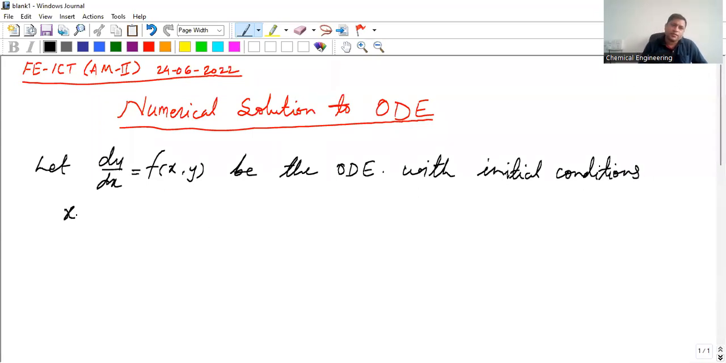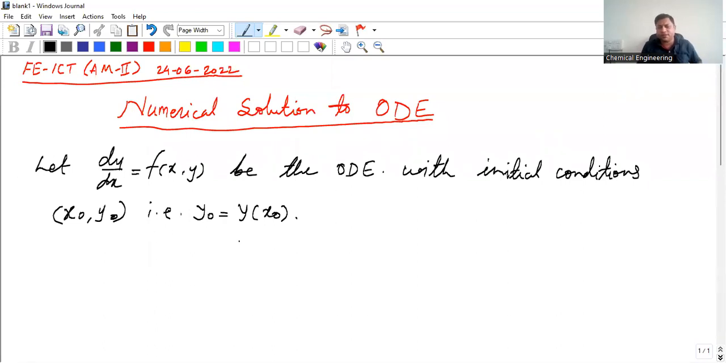x0, y0. So what are these conditions? x0 and y0. What is y0? y0 is nothing but y at x0. So we have y at x0. This is the first order differential equation.